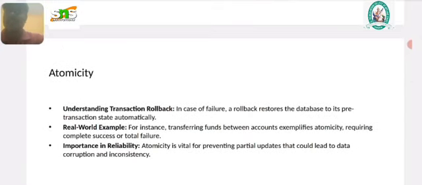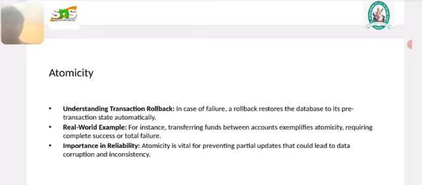Next, we take a deeper look at atomicity. There are three roles in this transaction process. The first one is understanding transaction rollback. In case a transaction fails, a rollback restores the database to its pre-transaction state automatically. Next is a real world example. For instance, transferring funds between accounts explains atomicity. It requires complete success, or on any failure the accounts are automatically restored, and the funds are not transferred. Next is the importance for reliability. Atomicity is vital for preventing partial updates that could lead to data corruption and inconsistency.